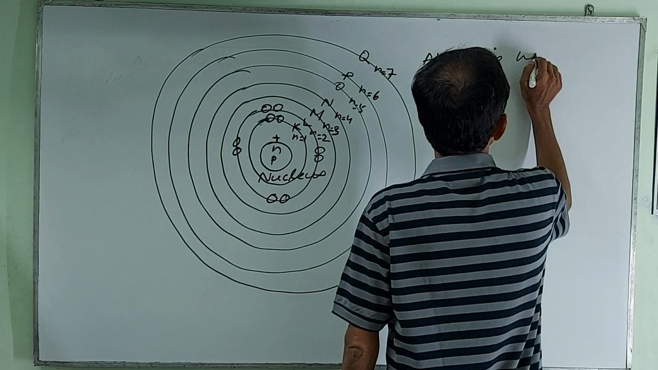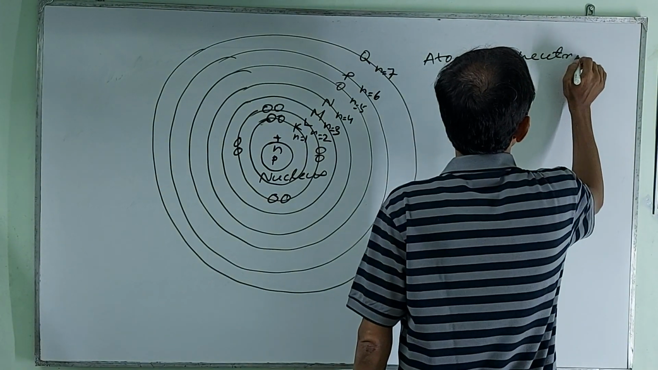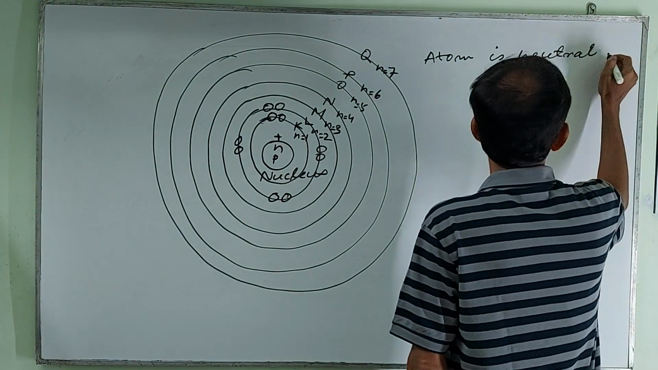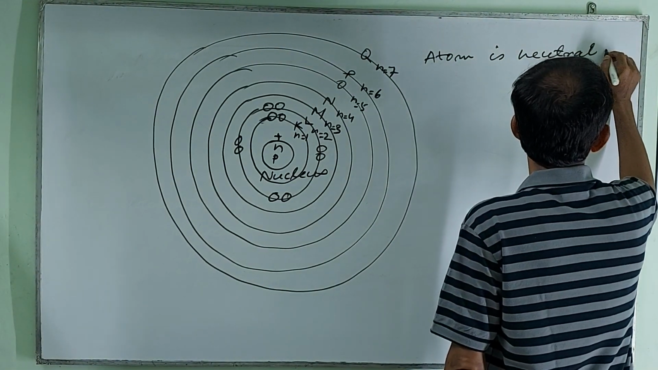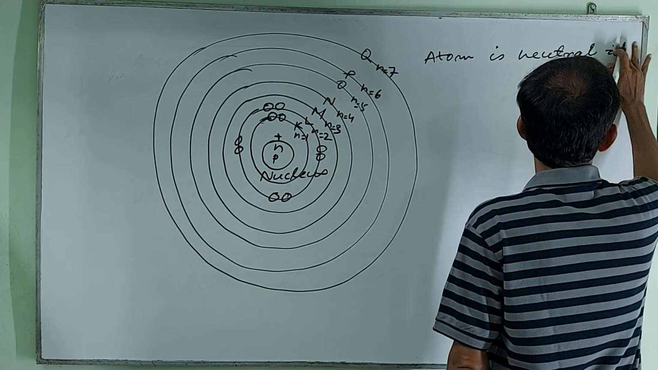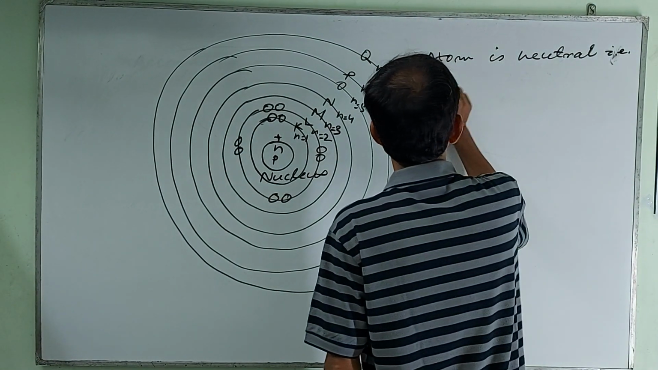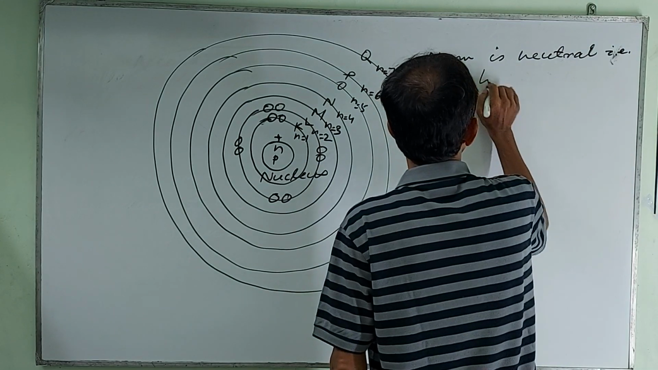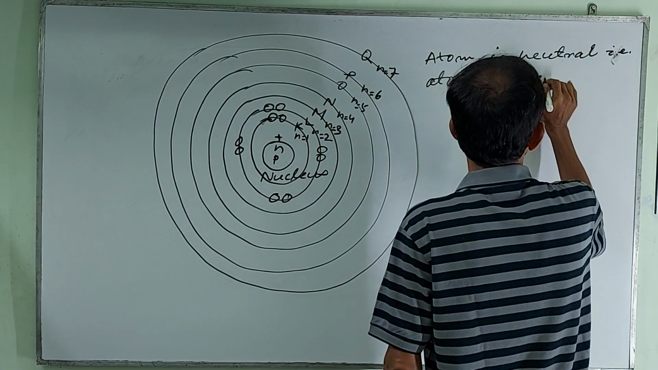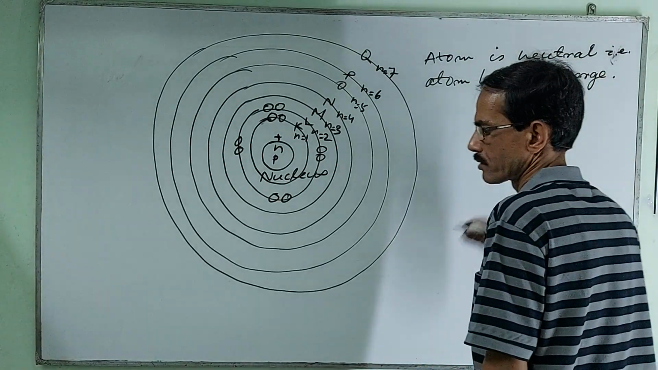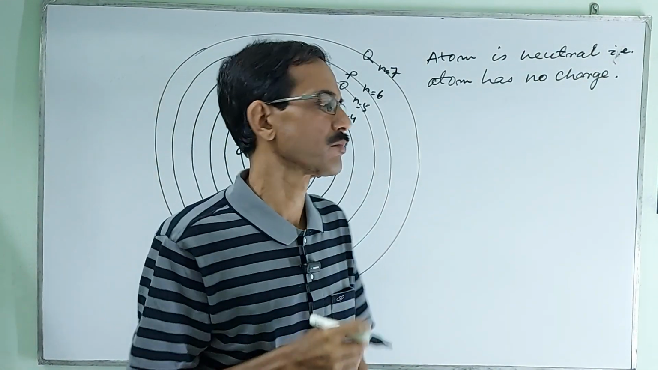Atom is neutral. That is, atom has no charge. Atom is electrically neutral.